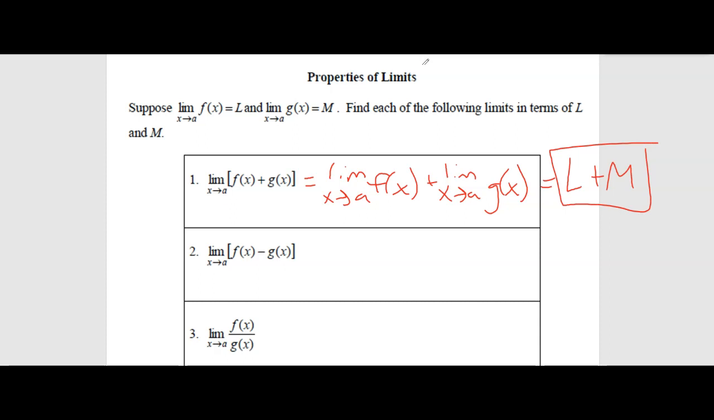If the limit of f of x as x approaches a is L and the other one is M, then we would just be adding those together. Same thing for subtracting. It's the same idea, obviously. And again, you can pause the video if you need more time to copy these down.